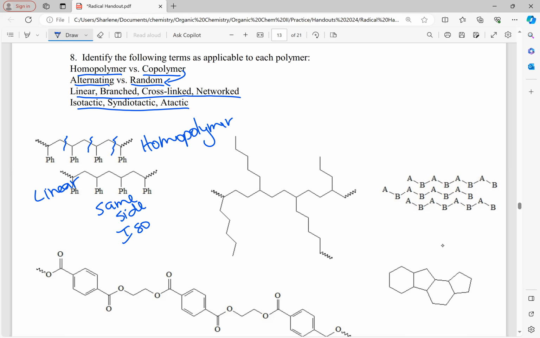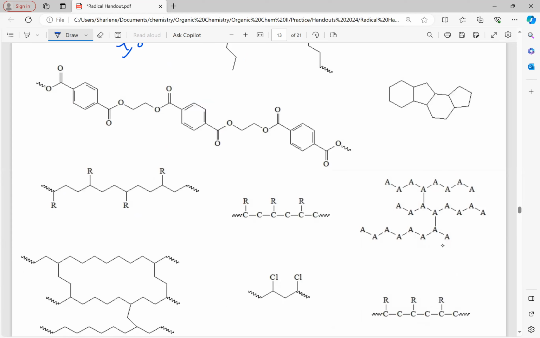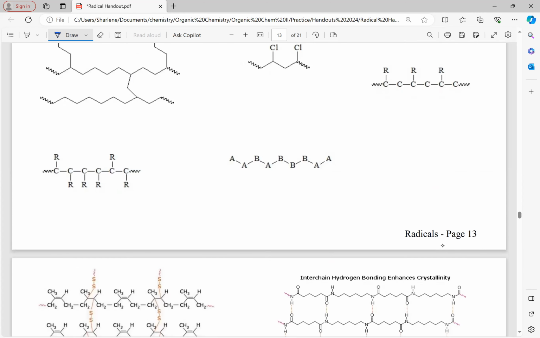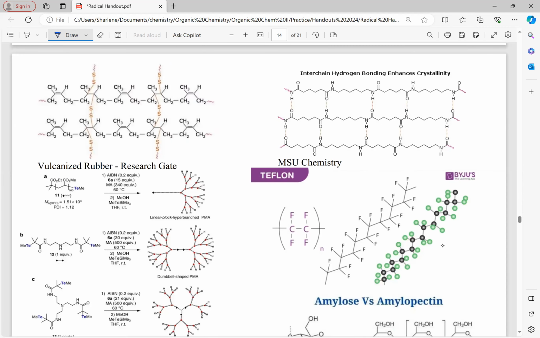And then we can do that for all of these. Can you pick out the starting material? Just take a look at them just to get familiar with some of the terminology. And then I actually found you some molecules of real polymers. This one happens to be vulcanized rubber.